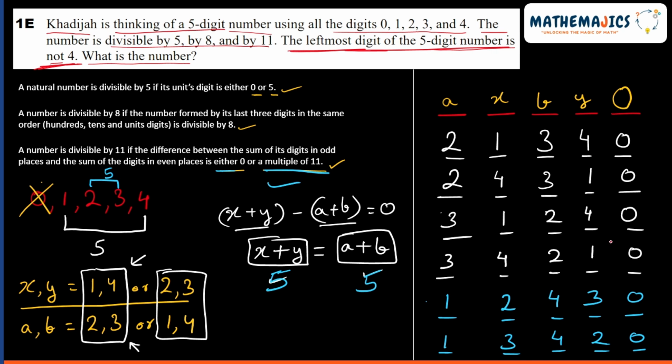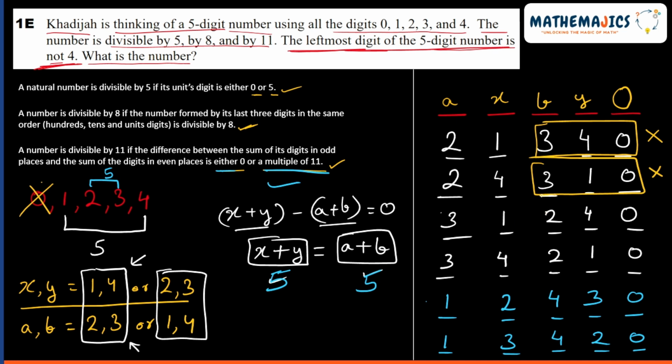Now, out of all these numbers that we have formed, which number is divisible by 8? Because we need to verify the divisibility rule of 8 as well for the number that we are finding out. Yes, for that we need to check the last 3 digits. Do you think 340 is divisible by 8? No, it is not divisible by 8. So the whole number will also not be divisible by 8. Do you think 310 is divisible by 8? No, that means the whole number will not be divisible by 8.